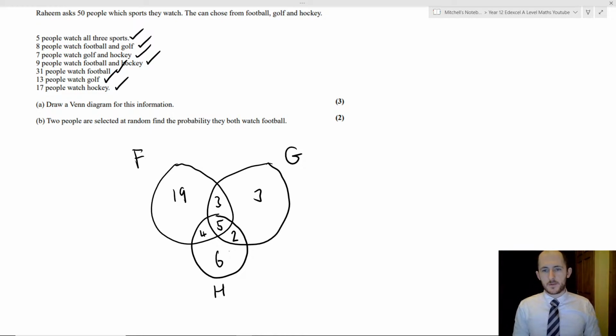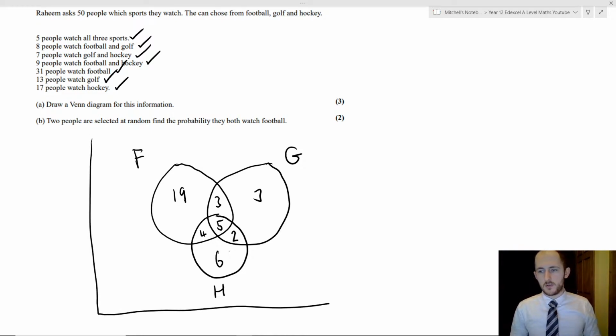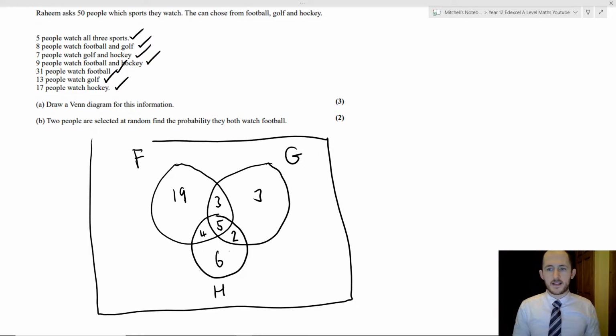Okay, and then what people do is maybe they'll draw the box, but you do need to draw the box, and they'll leave it as that. This would be the wrong answer. You would drop a mark. Why? Because we need to verify if all of these numbers add up to 50. If they don't, the leftover needs to go outside the box.